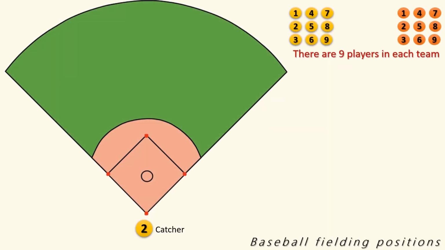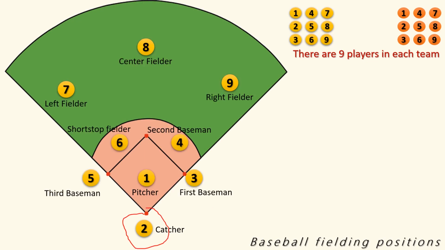9 players in each team. Catcher stands about 4 feet behind the batter. Other fielding positions are shown on the screen and you would notice there are positions like shortstop fielder, second baseman fielder, right fielder, first baseman and so on.